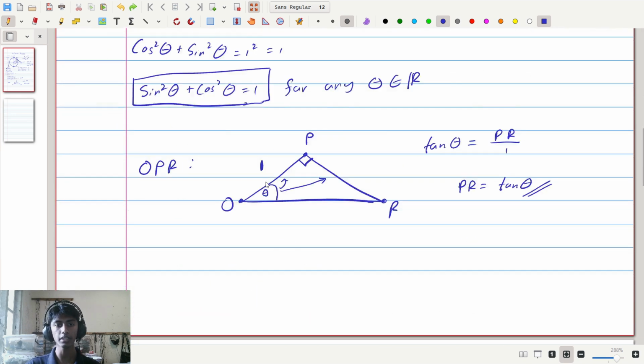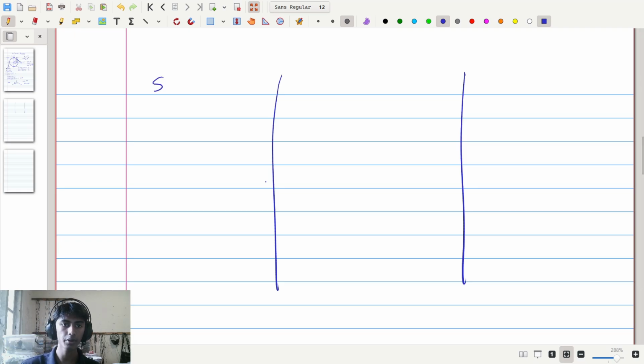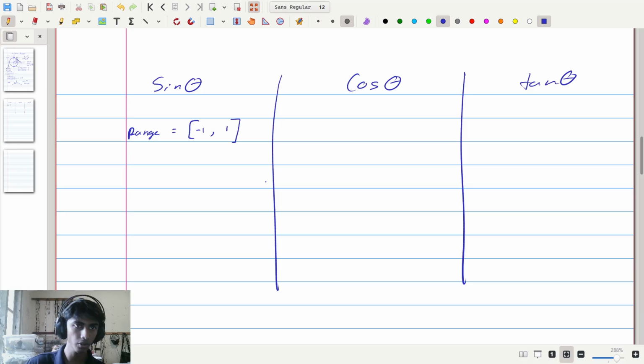So if we talk about sine theta, I'm going to go down here and break the page into 3. Here we're going to talk about sine theta. Here we're going to talk about cos theta. Here we're going to talk about tan theta. For sine theta's range, the possible values of sine theta are between negative 1 and 1 inclusive. Recall the square brackets mean inclusiveness. So sine theta can be negative 1, can be 1, can be anywhere in between but cannot be outside negative 1 and 1.